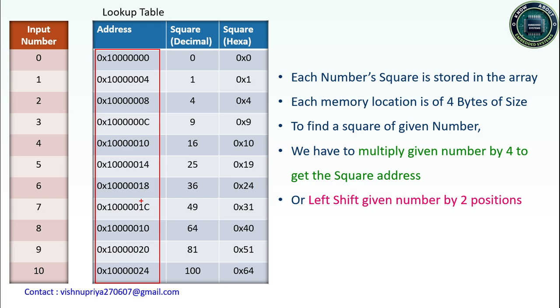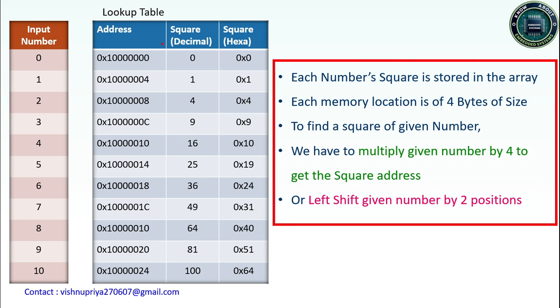Now how to find a given square of a given number? Now we will tell you how to do that. In order to find a square of a given number, we have to follow 2 to 3 simple steps. The first thing is we have to define the table, lookup table. It's very straightforward. Just you define an array with this value. That's it. Now you can see here the first point what I have kept it here. Each number square is stored in the form of array. That is what you are seeing here. Each memory location is of 4 byte. If you observe here, each memory location of each square which we have stored is difference of 4 bytes.